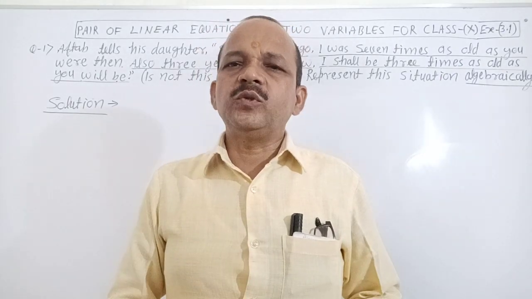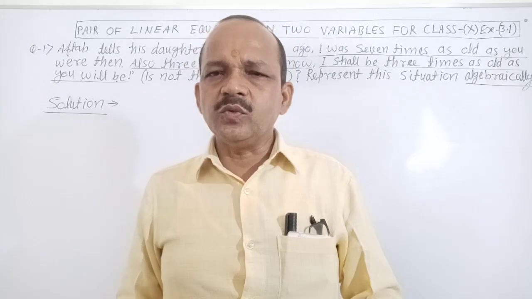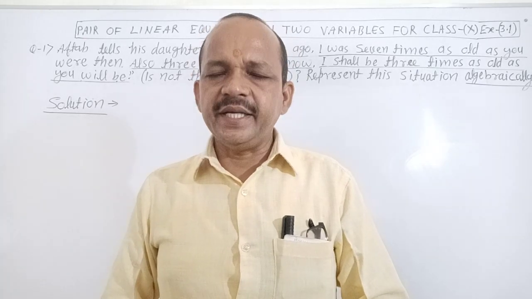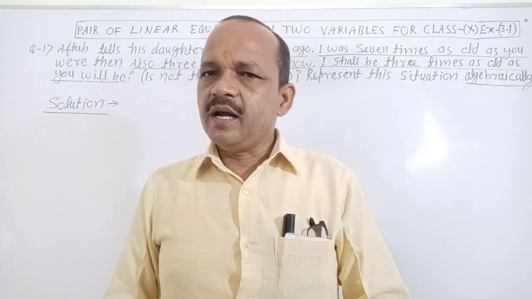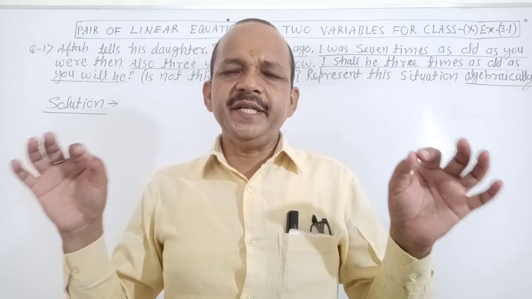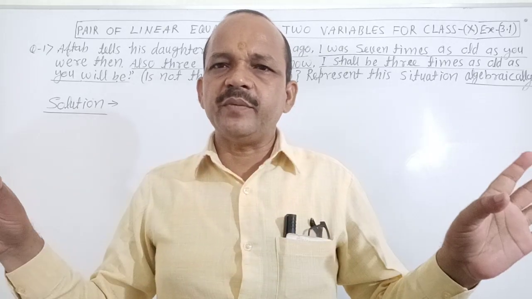If a1 by a2 equal to b1 by b2 equal to c1 by c2, then it shows coincident lines, consistent dependent system and infinitely many solutions. It is clear, no confusion about it.